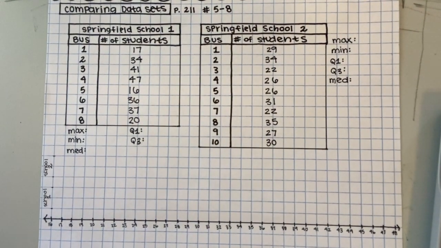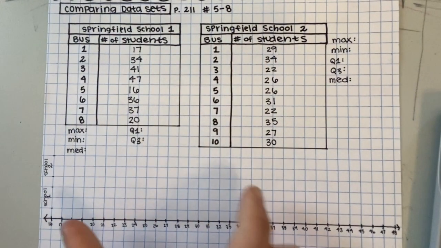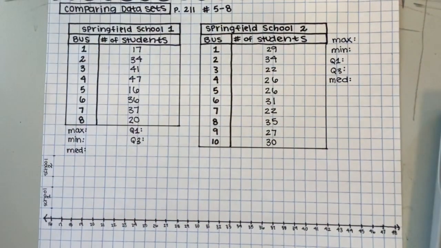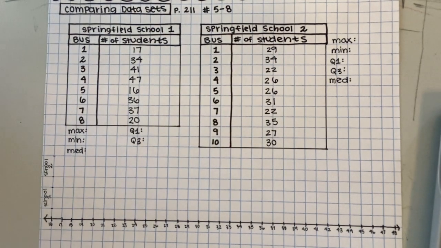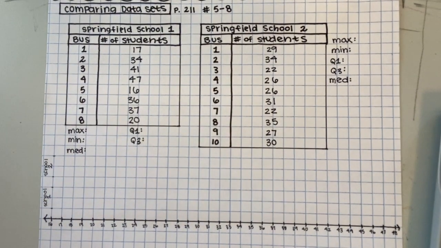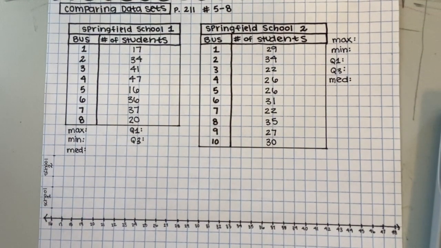Now we're just going to talk about how we would compare data sets. In the lessons, this lesson actually comes before interpreting data sets, before what we just did in the last video, but I think it makes a little bit more sense to do it after, because once you can interpret data sets, then you can compare them. So what we're doing here is, instead of looking at one set of data, you're looking at two sets of data side by side.